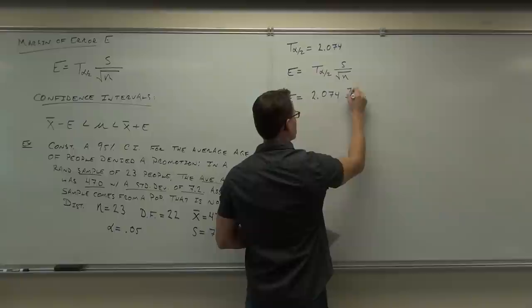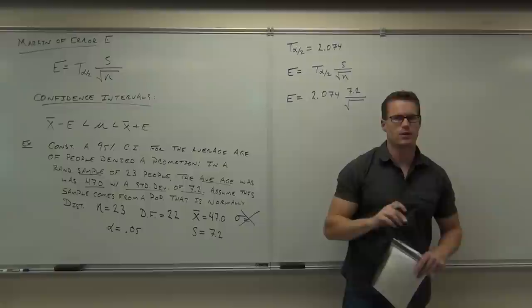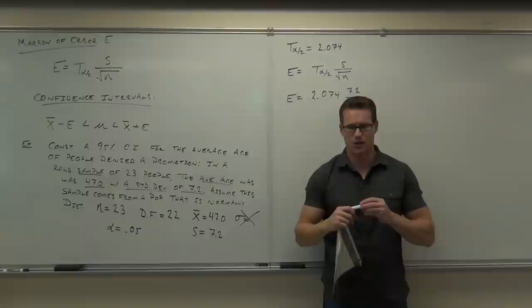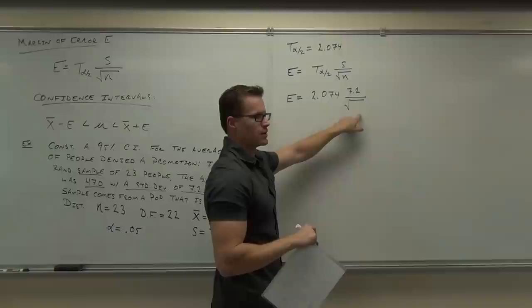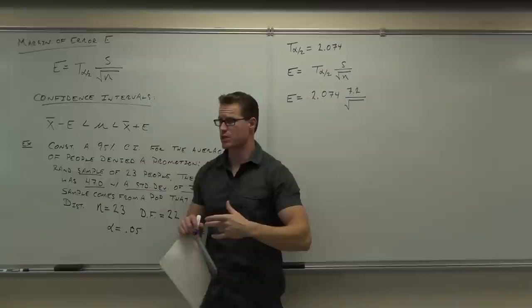Oh, one thing. Please watch this very carefully. You'll be close if you mess this up, but you won't be exact. I'll be looking for it. When you're doing the N, should I use 22 or 23? 23. N's 23, degrees of freedom is 22. You use the degrees of freedom to find this one, but go back to your N for that one. This should be 23.